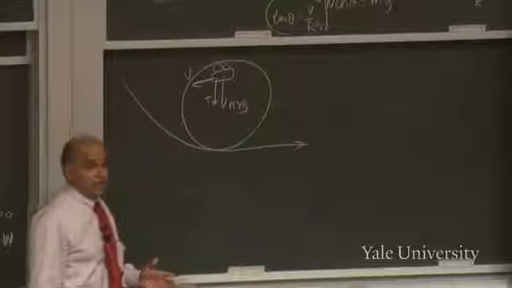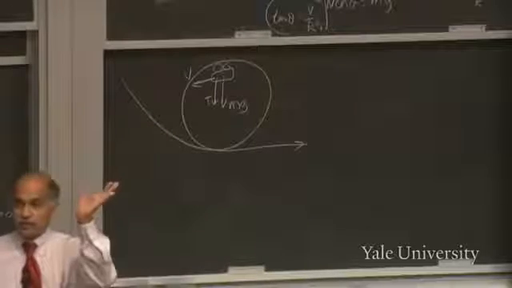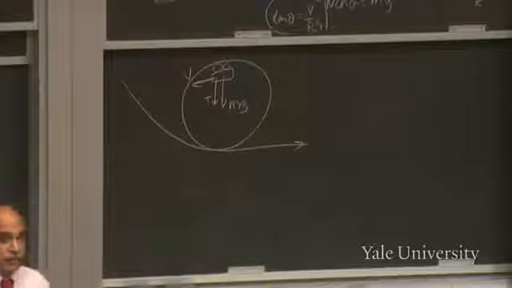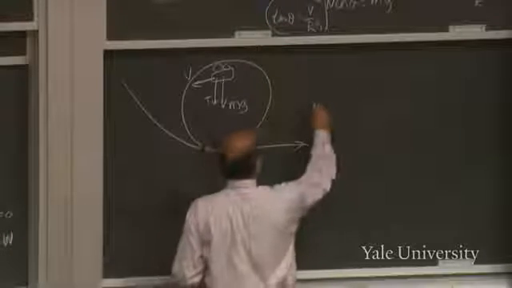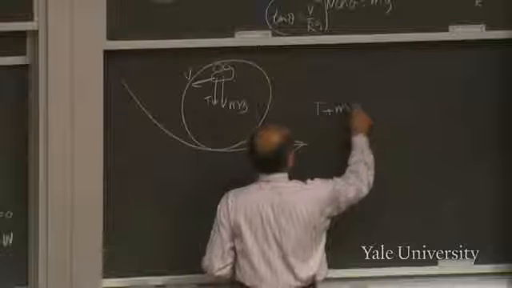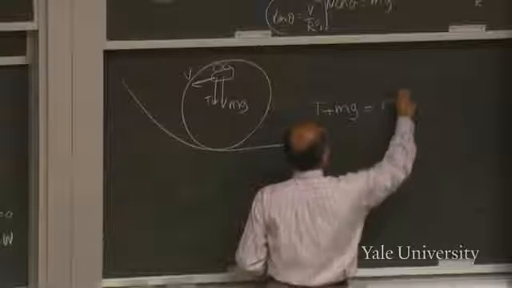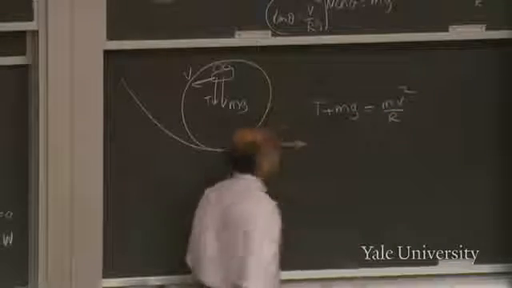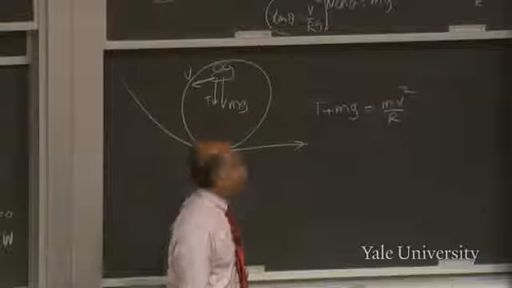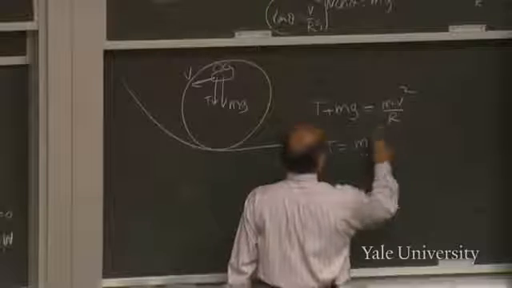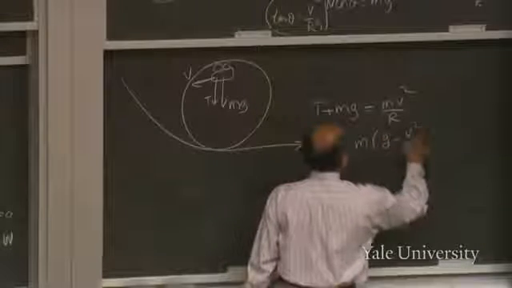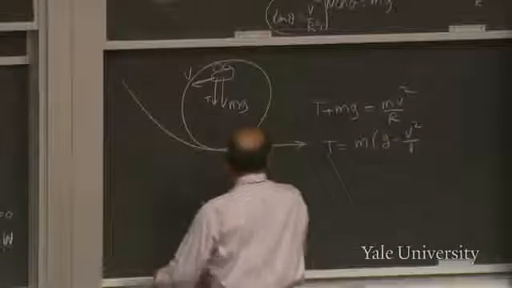So you see, that's when you get a little worried. Because this guy's up there, all the forces are down. So we got to ask, so what does that mean? Well, I have to agree they're all down. I say T plus mg is the downward force. That's got to be mv squared over r. Therefore, T is equal to m times (v squared over r minus g).